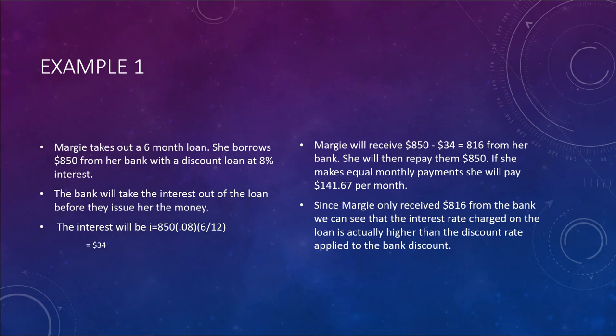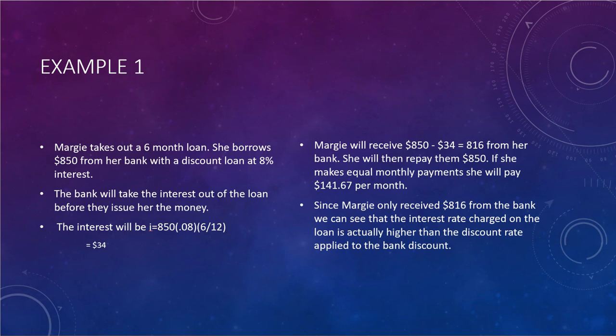So our P was 850, our R is 0.08, and our time, remember time is always in years, so we're putting 6 over 12, 6 months over 12 months in a year. We multiply that all together and we get $34. That's not a lot, it's a short-term loan. So Margie will receive 850 minus 34, which is $816 from her bank.